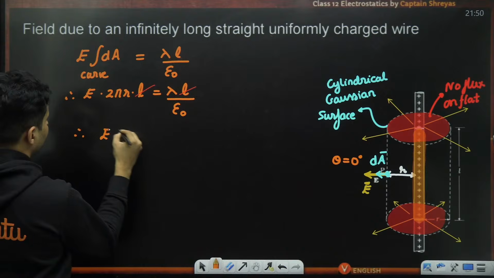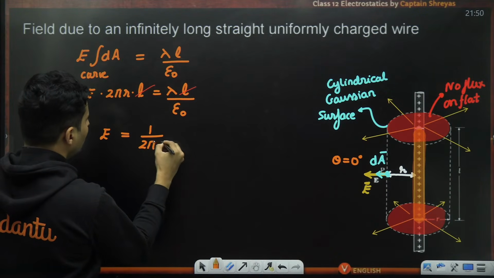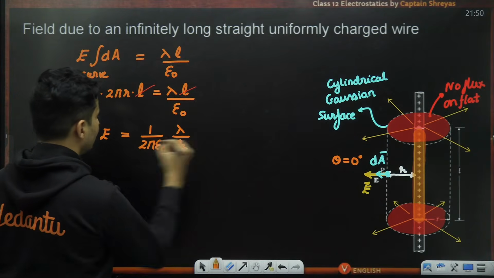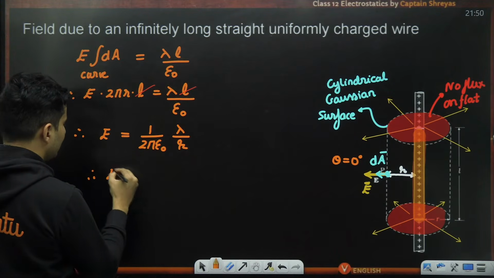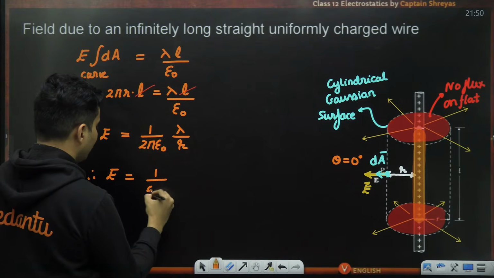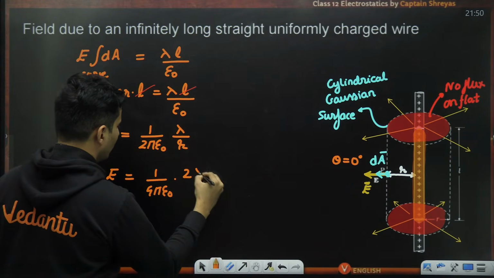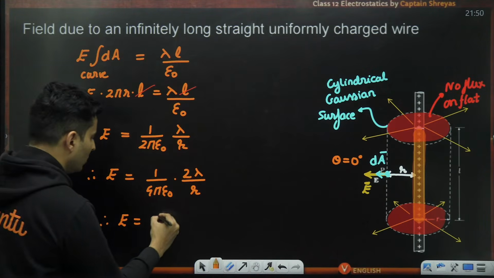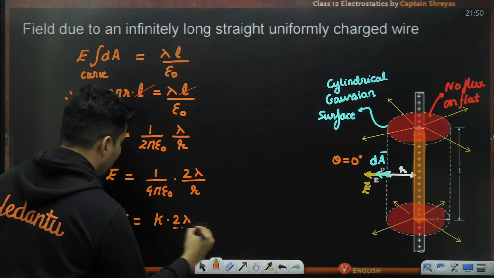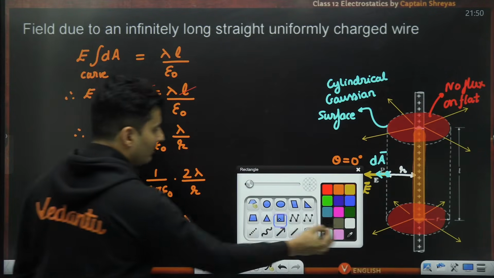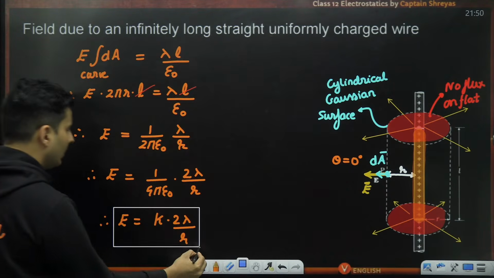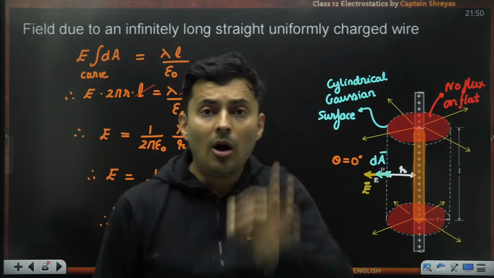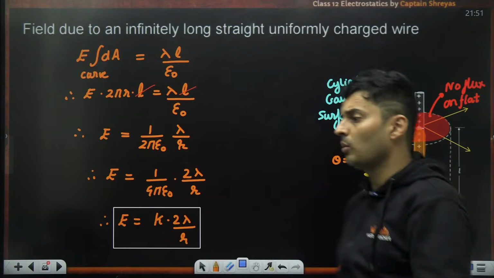So therefore, electric field will be 1 by 2 pi epsilon naught, lambda is there on the top, R is there below. If you want, you can write this as electric field is 1 by 4 pi epsilon naught, 2 times lambda by R, which is the same as writing, I multiplied by and divided by 2, K multiplied by 2 lambda divided by R. So many people prefer to remember it like this, K into 2 lambda divided by R. That is the electric field due to a long charged wire, infinitely charged long wire.